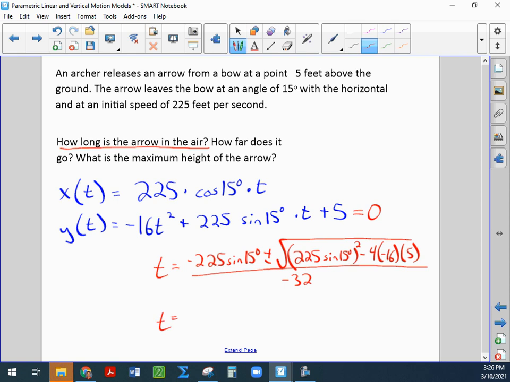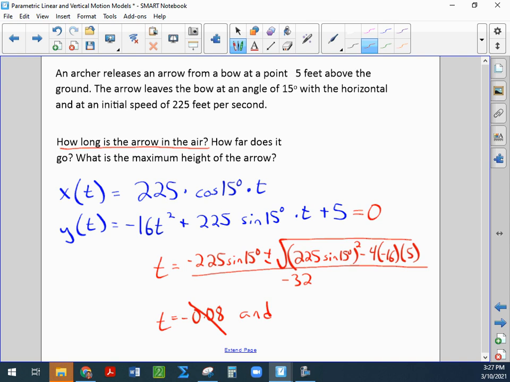So let's plug that in our calculator and see what we get. Negative 225 sine 15 plus the square root of 225 sine 15 squared minus 4 times negative 16 times 5, all over negative 32. I got a negative number the first time. So we're not going to use a negative number.